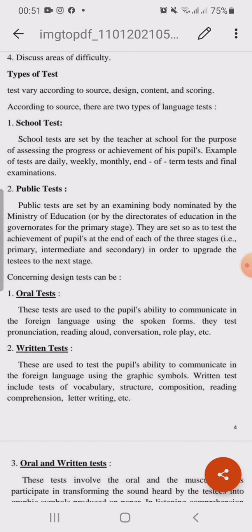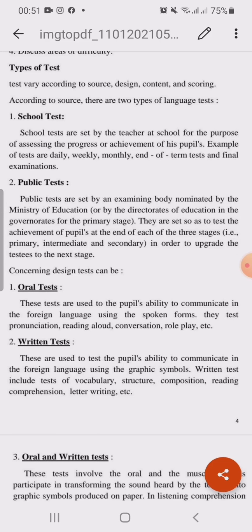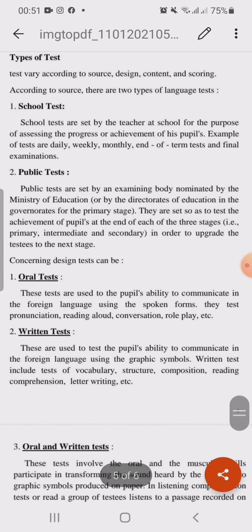Types of tests، أنواع الاختبارات. Tests vary according to source, design, content and scoring، يعني الاختبارات تتنوع اعتمادا على المصدر التصميم المحتوى والدرجة. According to source there are 2 types of language tests، يعني اعتمادا على المصدر هنالك نوعين من اختبارات اللغة.